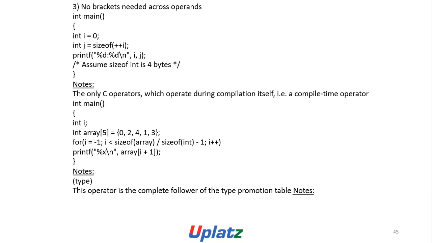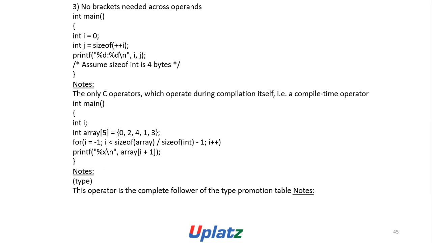Int main, int i = 0; int j = sizeof(i++) + i; printf("%d %d\n", i, j). Assume the size of int is 4 bytes.